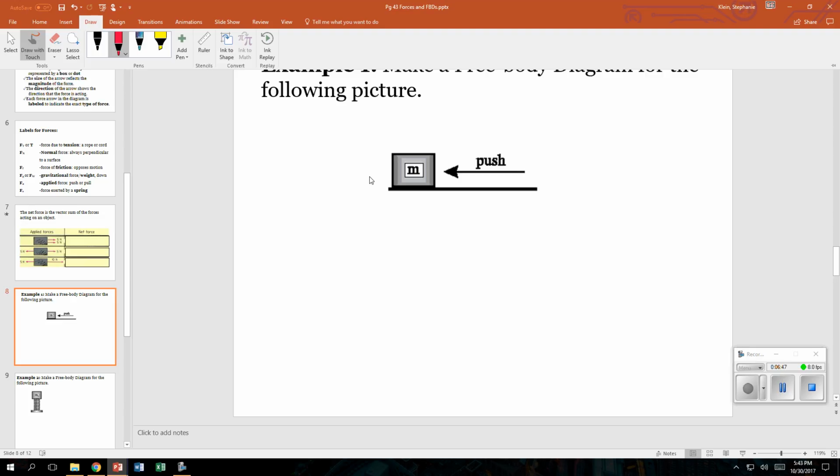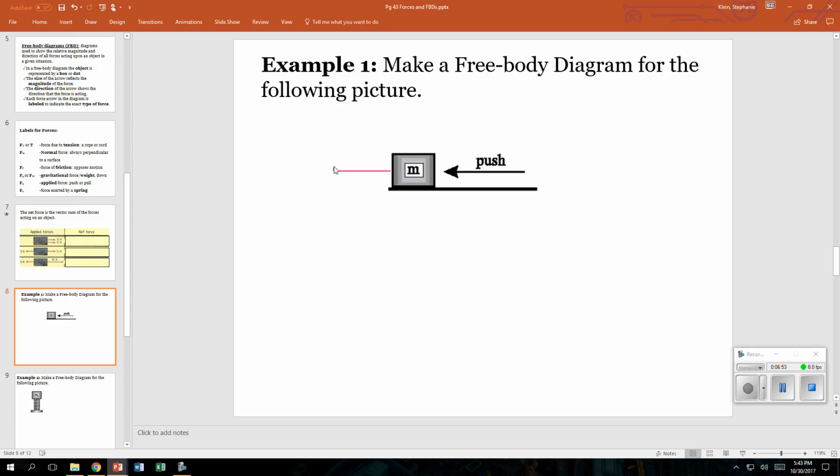Okay, and my applied force is actually coming from the right, so I have to draw my arrow this way. And that is my F_A. That's an A.